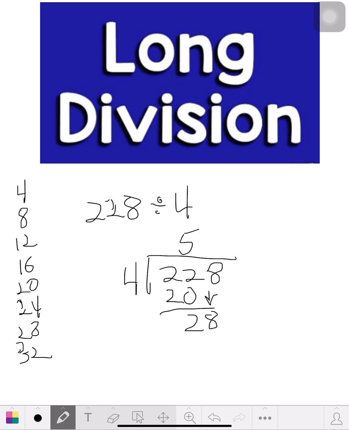Put the 8 there. Now 4 goes into 28. Let's see. I got it right here. 28 is one of the numbers. So we got 1, 2, 3, 4, 5, 6, 7 times. 7 times 4 is 28. Any remainders? No, it's 0. So 57 is the exact answer. Okay? So let's square that off so the teacher knows my answer is 57. Okay? And that was all there was to it.